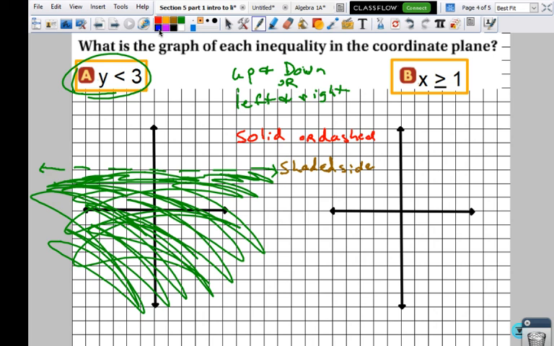Good stuff. Alright, Alex, start us off. Is this going to be up and down or left and right? And after we answer this, then you can go. Up and down or left and right?